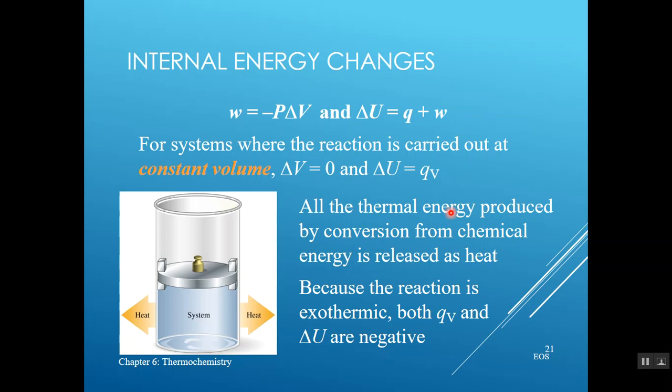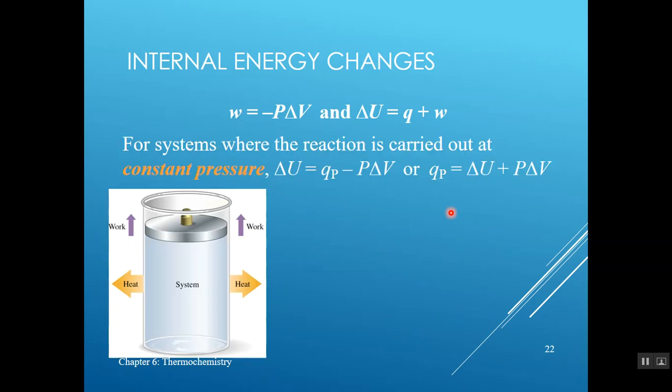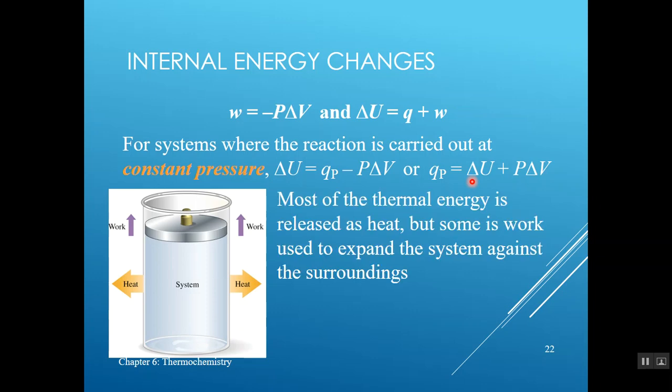Okay, now what happens if pressure is constant? If the pressure is constant, then we substitute minus P delta V where W is. We end up with this equation, and we can rearrange it to get QP is equal to delta U plus P delta V. All right, and what that tells us is that if heat is lost, which is a form of QP, QP is the heat lost, then that would correspond to some change in the internal energy and some change in the volume.